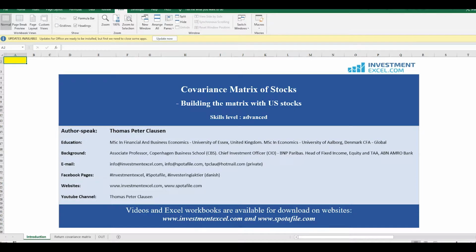investmentexcel.com in this session today, where I will show you how to calculate covariance and the covariance matrix in particular. I will demonstrate the covariance matrix and the covariance with some US stocks, and will also calculate a portfolio of US stocks in terms of its standard deviation and in terms of its variance.